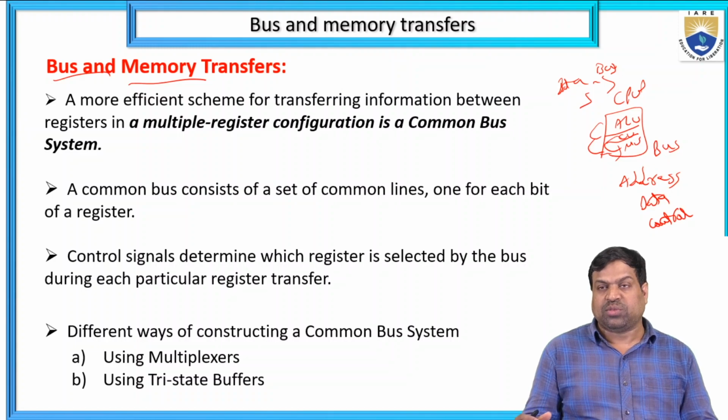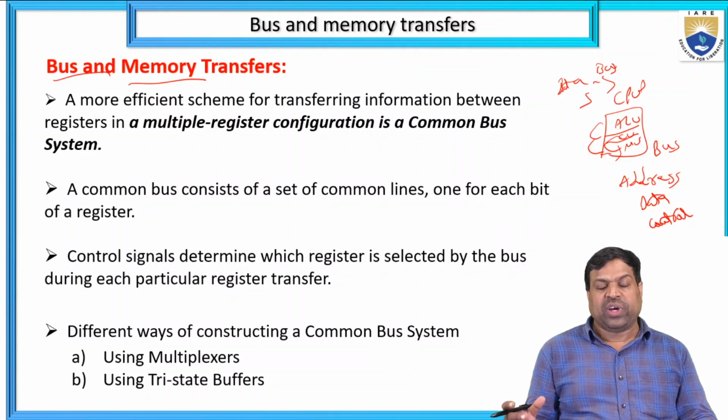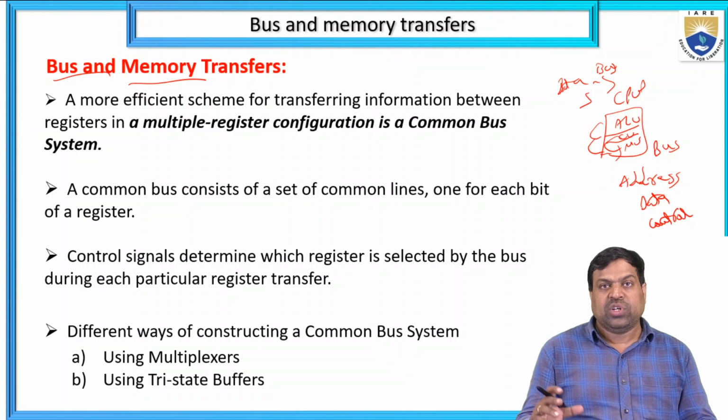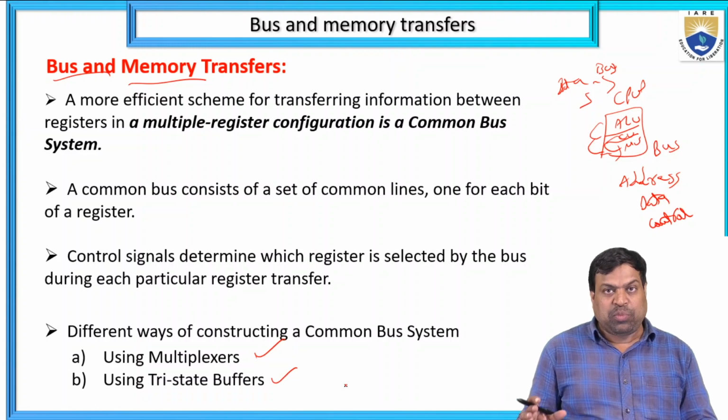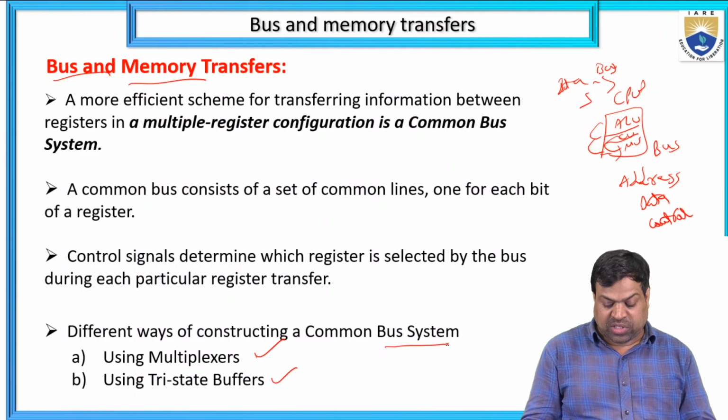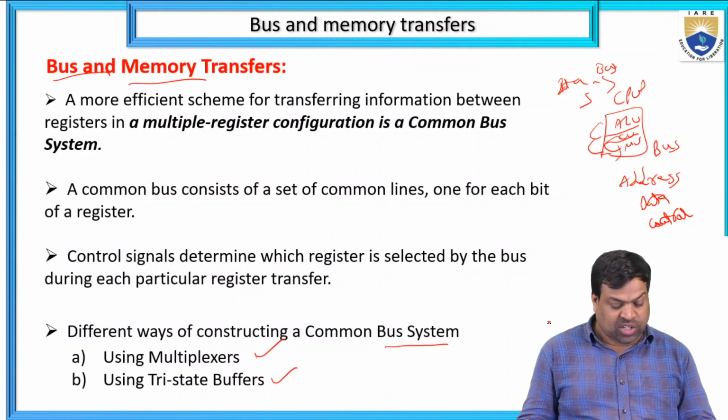So, for a common bus system, we are transferring the data from source to destination, and I need a bus to transfer the data. How are we constructing a common bus system? Using a multiplexer and using tri-state buffers. The multiplexer is one method of transferring the data, and the tri-state buffer is another one.